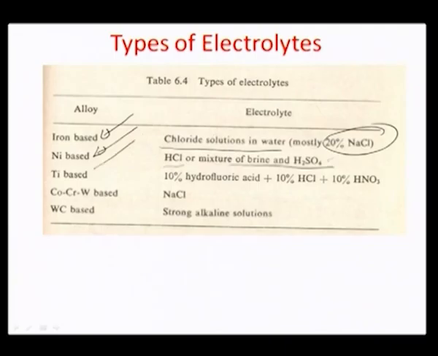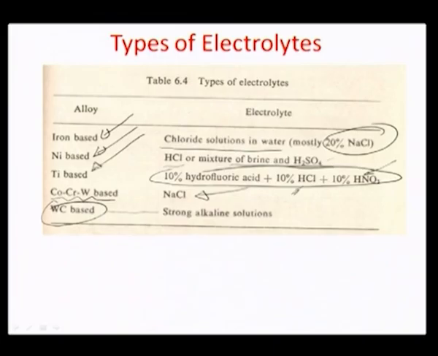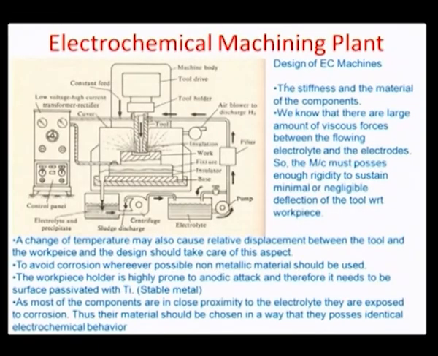For titanium based constituents, you can use a combination of 10% hydrofluoric acid, 10% HCl hydrochloric acid, and then 10% nitric acid. For cobalt, chromium, tungsten based systems, people have tried again salt solutions, and for tungsten carbide, which is very often used for tooling applications, strong alkaline solutions. So these are typically some of the electrolytes which are used for the ECM machining process. We now look at the ECM plant, the way that the electrolyte is circulated and all this machining happens.